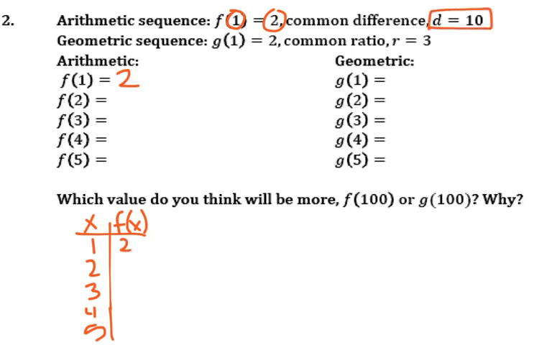Common difference is 10. What does that mean? It means we're adding 10 each time. Okay, so every time I add 10. So 2 plus 10 is 12. Plus 10 is 22. Plus 10 is 32. Plus 10 is 42. Okay, just the same way as if I were completing that table.